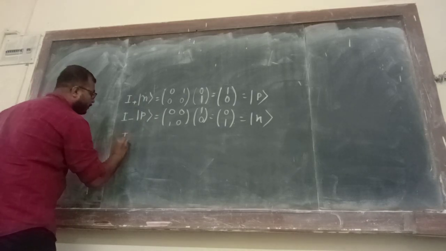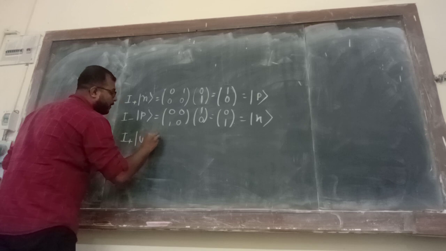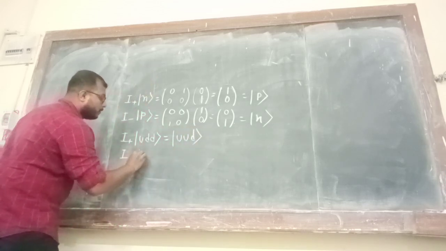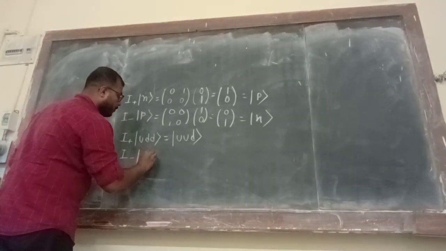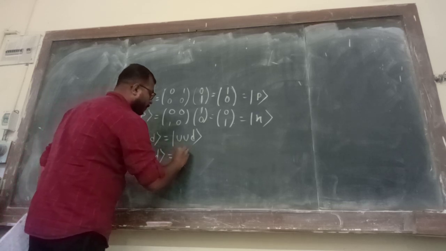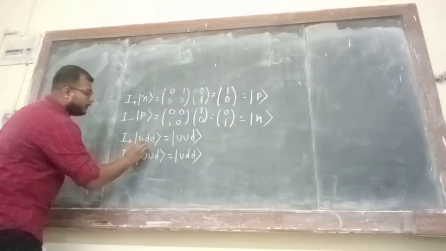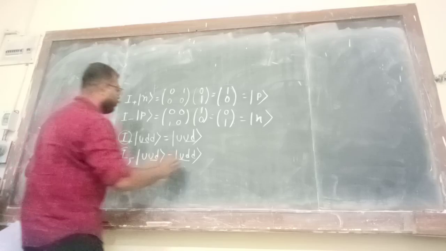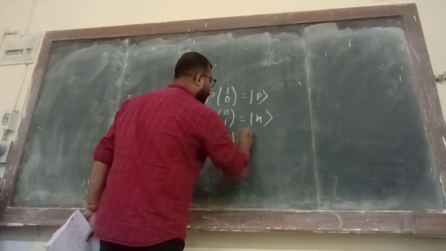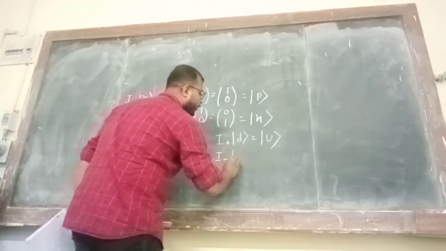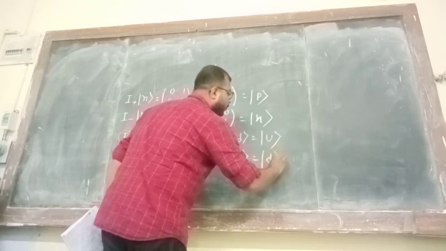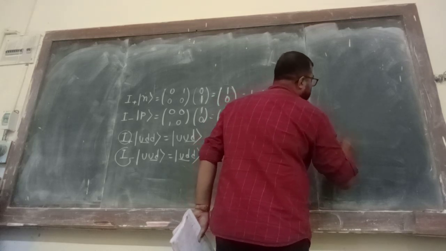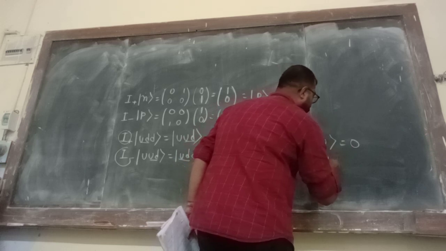From flavor you can also write I plus and I minus in terms of U and D. So we can conclude that the I plus operator operating upon D gives you U, and the I minus operator operating upon U gives you D. From here you can also write that the I plus operator operating upon U gives you 0, and the I minus operator operating upon D also gives 0.